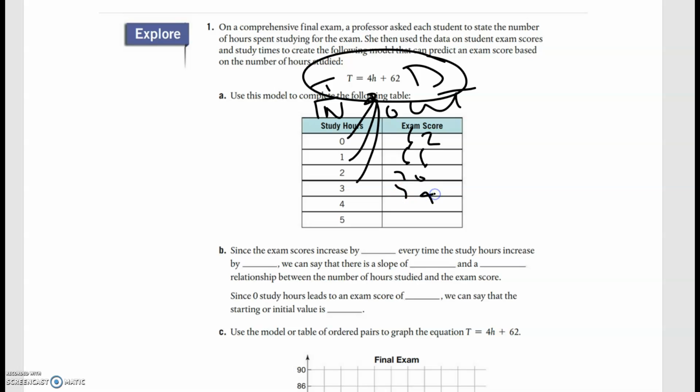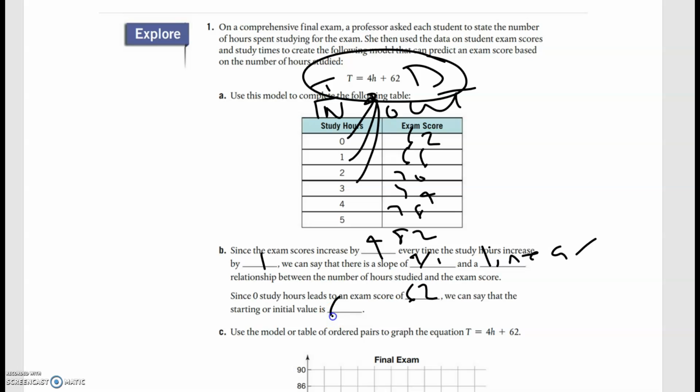And notice then, if we answer these questions here, and it's hard for me to write in these little blanks, so the exam scores increase by 4 every time the person studies 1 hour, okay? So we can see that the slope is 4 over 1, right? Which is 4. And it is definitely linear because it's constant, right? It's going up a constant amount. Since 0 study hours leads to an exam score of, let's see, what would that be? A 62 if they don't study at all. So they must have some type of background knowledge in this.